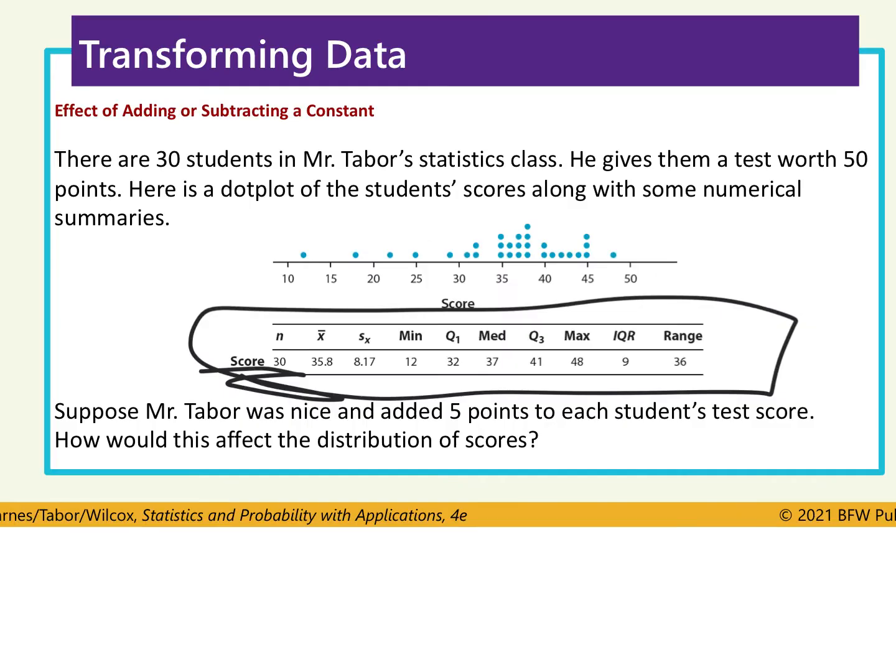So we have 30 students in a statistics class. The test was worth 50 points, and here's a dot plot and the summary statistics for that test. Let's say the teacher, Mr. Tabor, was being really nice. Maybe he didn't like one of the questions, so he just added 5 points to everybody's score. How is that going to change the distribution of the scores? How is that going to change the statistics?